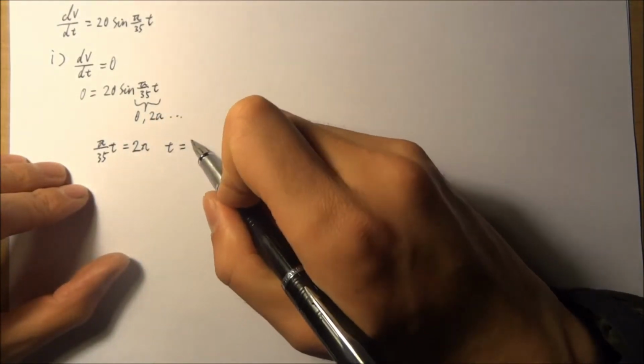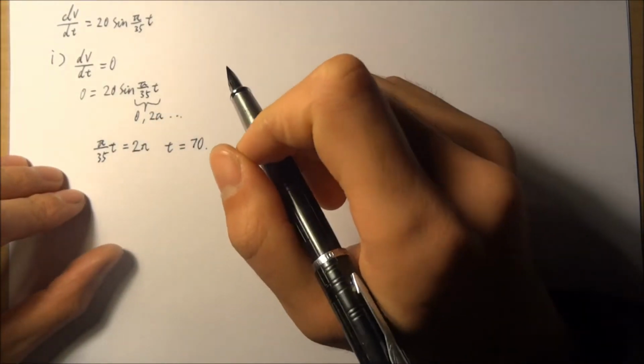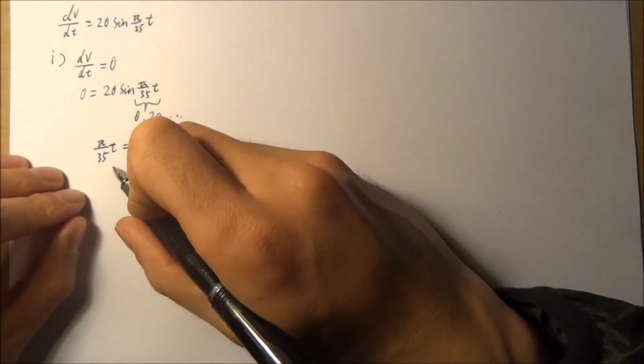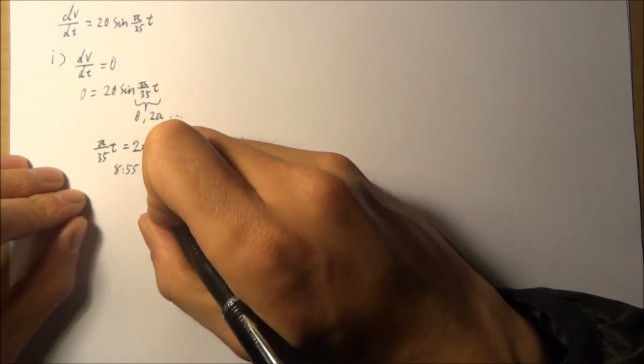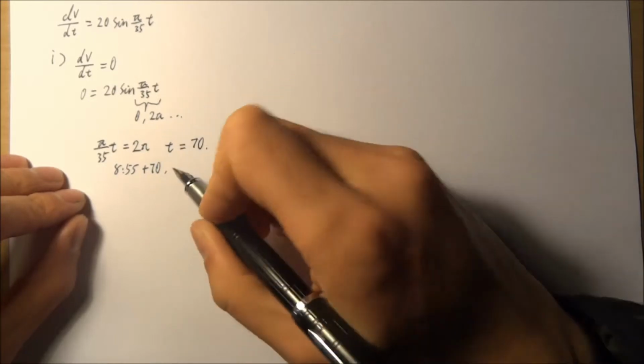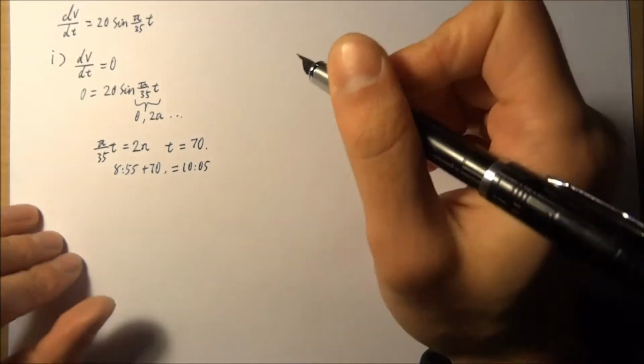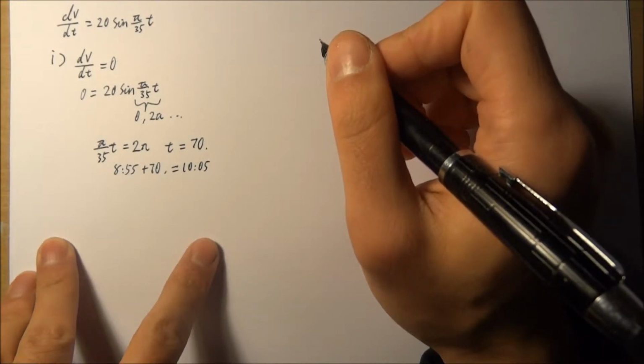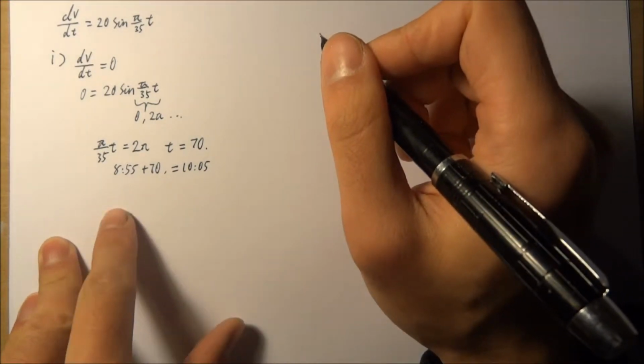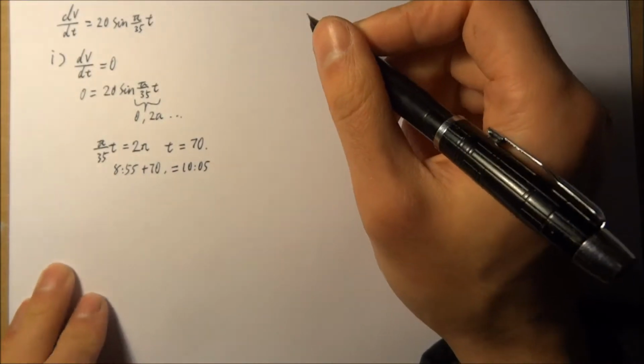t will have to be 70, and the original time is 8:55 plus 70. It should be 10:05. That's the first time after 0 minutes when the water level stops changing.